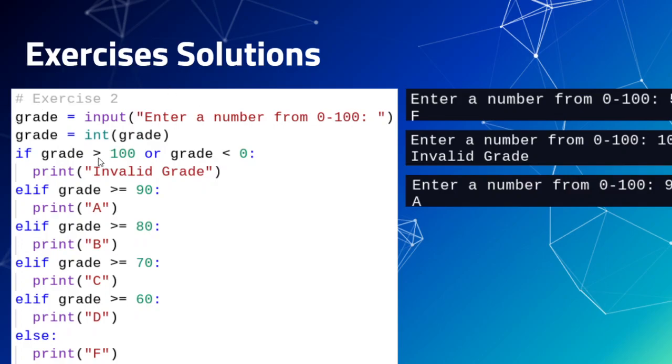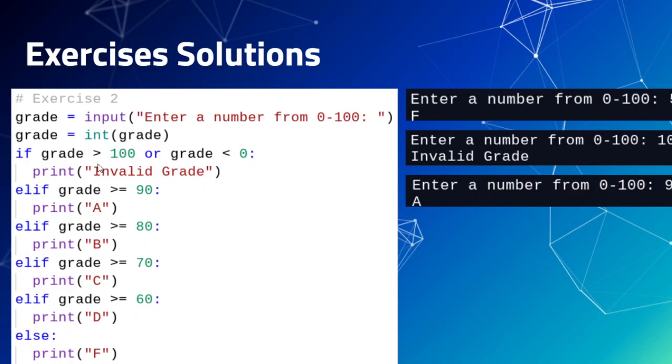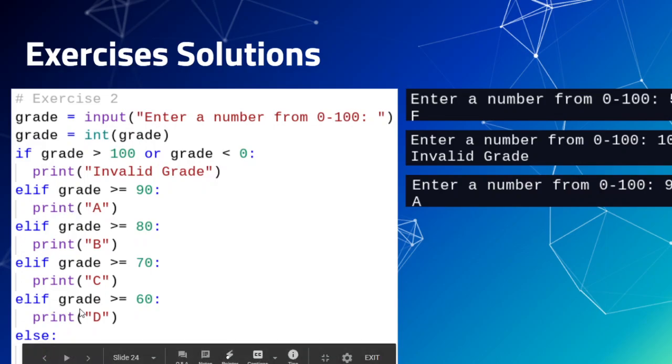Otherwise, if it's not greater than or equal to 90, but it's still in the range, we check if it's greater than or equal to 80. In that case, it would be B. And we go on with all the conditions using an elif. But for our last one, since we know that we're in the range, since we've made it past this condition, and none of these other ones ended up being true, we could just use an else, which would take care of everything that is less than 60. In that case, we just print F.